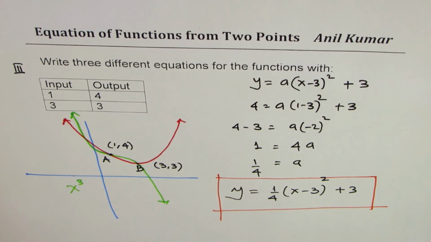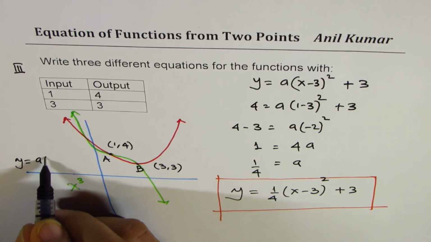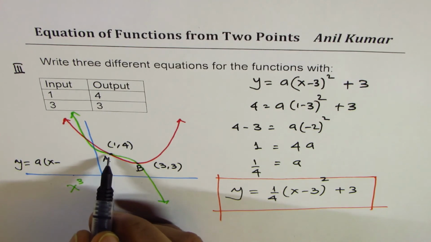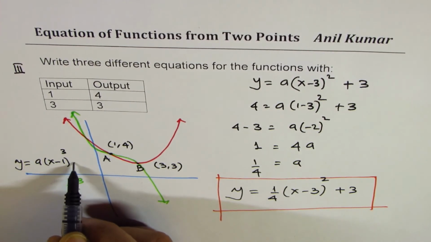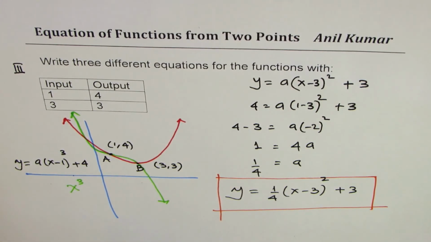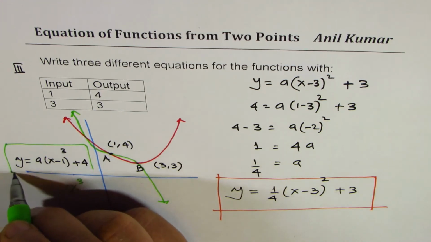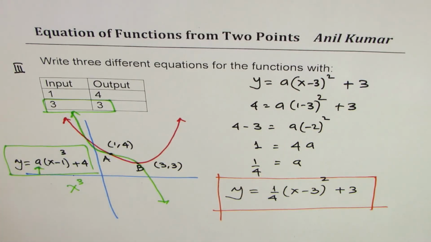So you could write the equation in terms of, let me write the general equation for you here. We could write that y equals a times x minus 1 whole cube plus 4, since that is your point of inflection, right? And then you can work on this. Find a using this point. Perfect. So you could get a cubic equation, and likewise you can get many polynomials going through these 2 points.